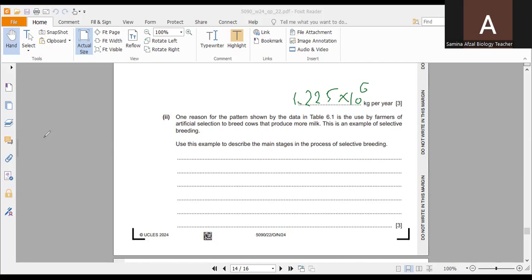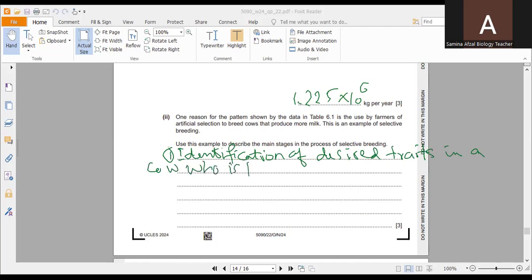So the first point in this regard is the identification of desired traits in a cow who is producing a high yield of milk, or giving more production of milk. Secondly, that cow can be used as a parent to reproduce the organisms. So the second stage is to select the cow as a parent to reproduce the organisms.